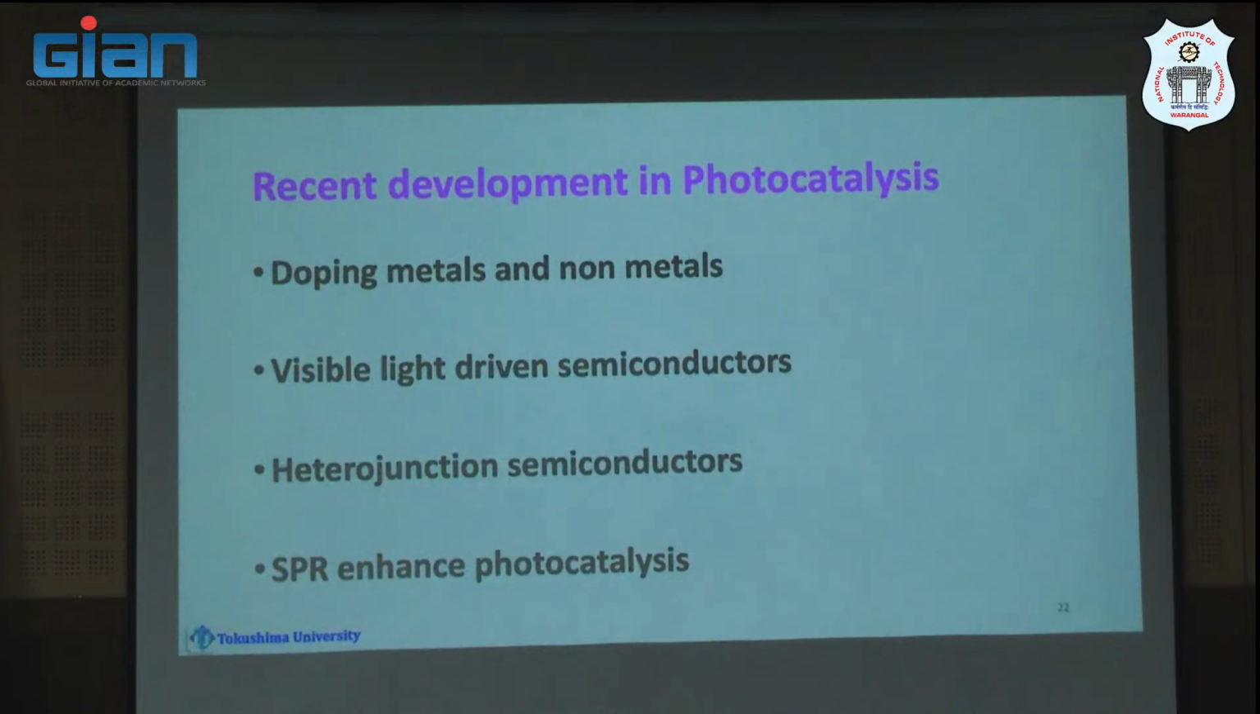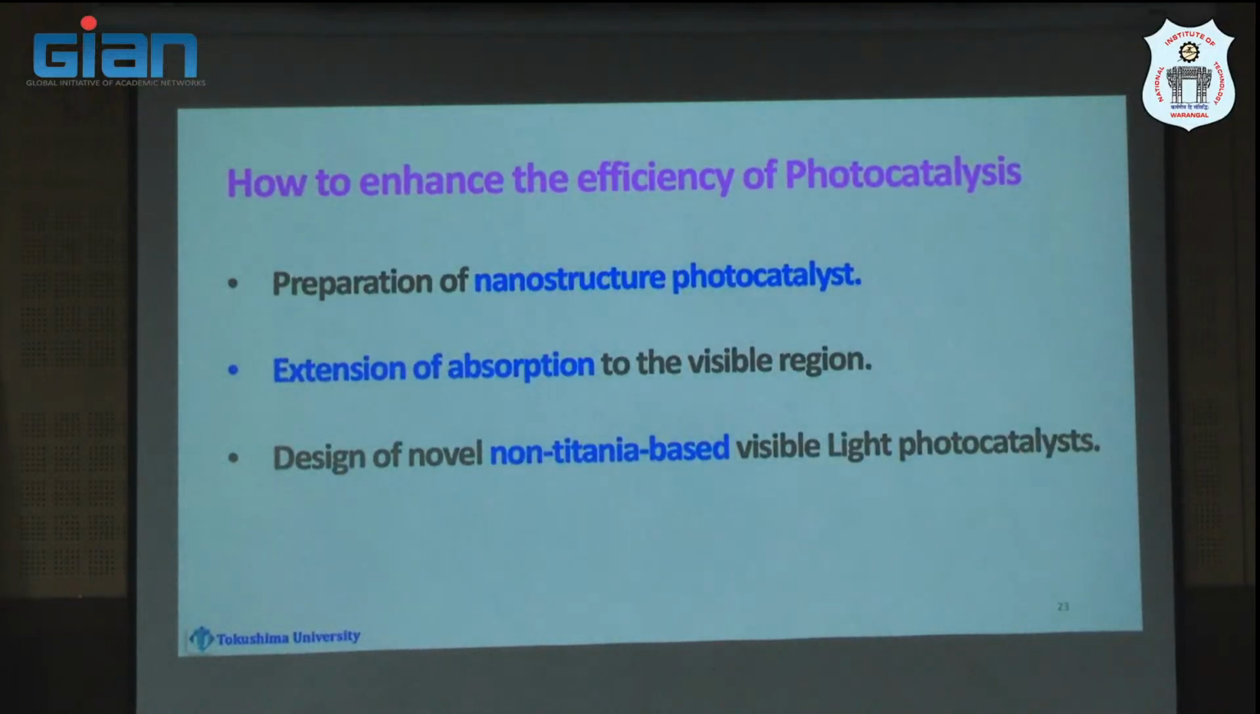And then SPR enhanced photocatalysis. You can add metal particles which can have surface plasmon resonance, for example, Au. If you want to enhance the performance, like we started with photolysis and we added a catalyst, performance increased. But still, if you want to increase the performance of the photocatalyst itself, what are the parameters that can really help to enhance the efficiency of photocatalysis?